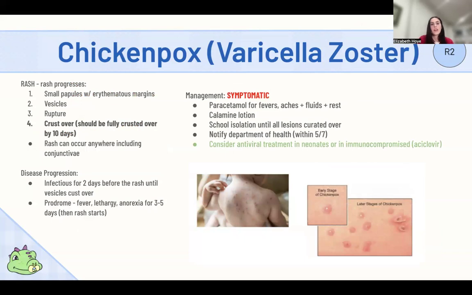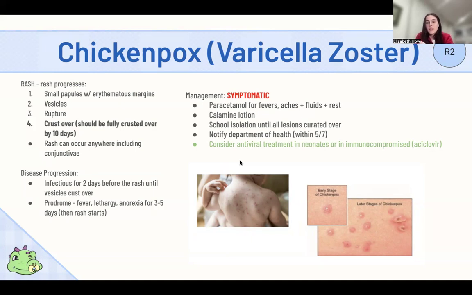Chickenpox. It's important to note the prodrome and the rash here. It starts as vesicles that then rupture and then crust over. All of them should be fully crusted over by 10 days, and that's when kids can return to school. They need to stay isolated, not just for the 5 days, but until everything is crusted over. And the management, again, is symptomatic.